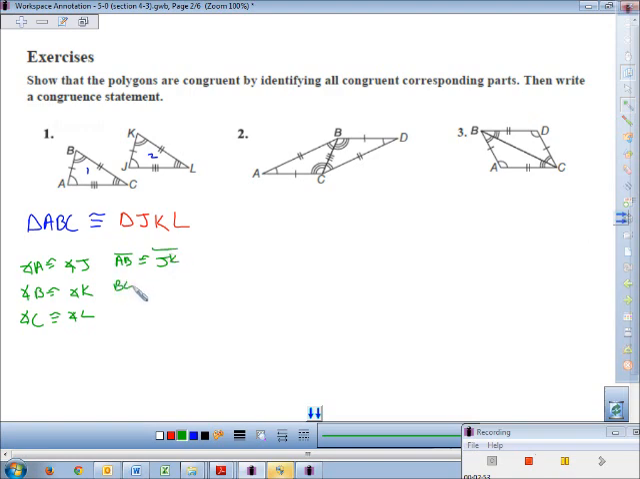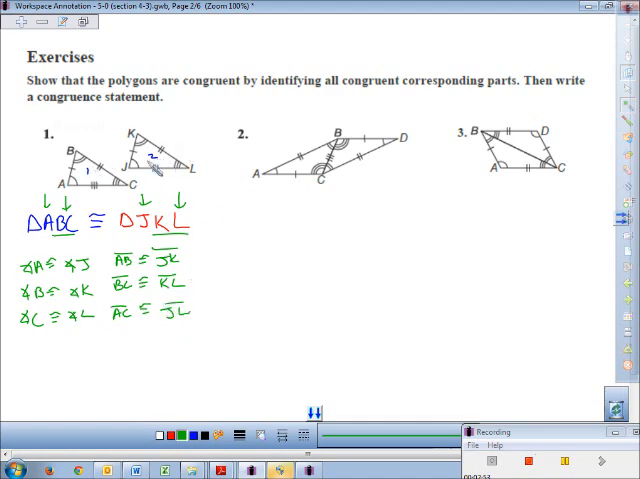Segment BC is congruent to segment KL. Again, this was the last two letters going with the last two letters. And finally, the first and the last letter, segment AC, is congruent to segment JL. You want to stay away from the picture and try not to look at it.